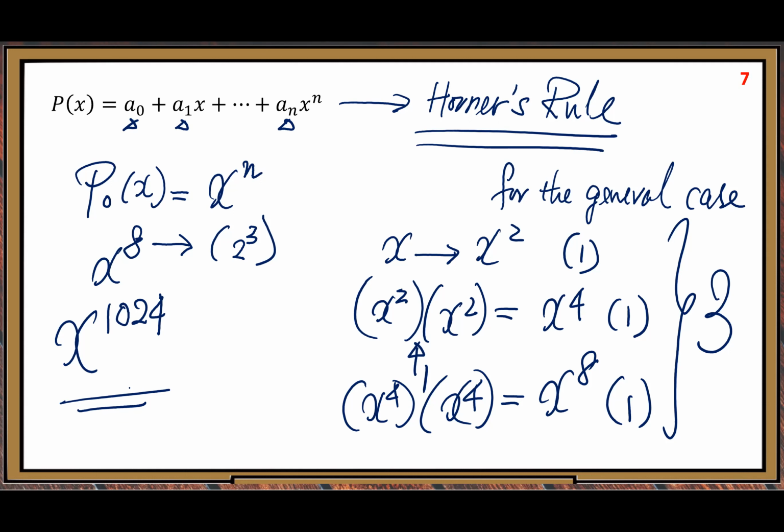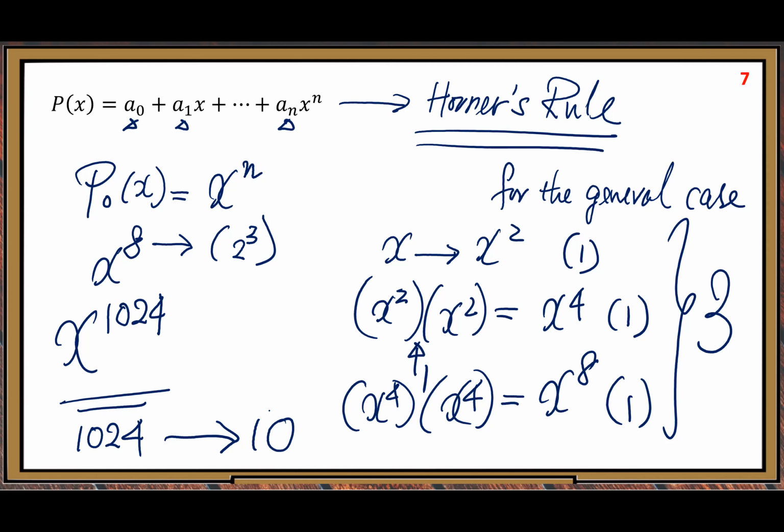So here we want to compare the difference. By Horner's rule, for this high degree polynomial, you need 1024. By repeated squaring, we only need 10. Look at the reduction, how big it is. 1024 to 10. Is that huge? That's huge.